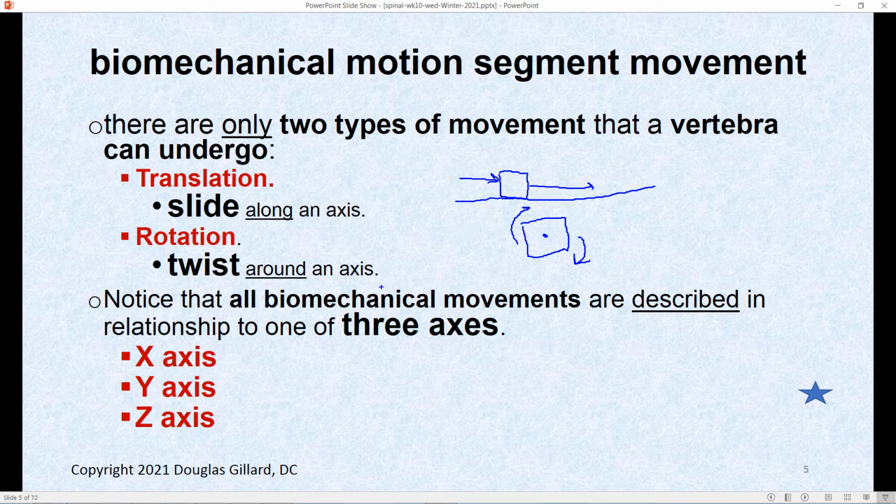What are these axes? Well, these are the ones you learned in math. So there's the x, the y, and the z axis. So we can have translation along the x, y, and z axis, or we can have rotation along the x, y, and z axis. Or if we turn the axis into a plane, we can have a movement along that plane as well.